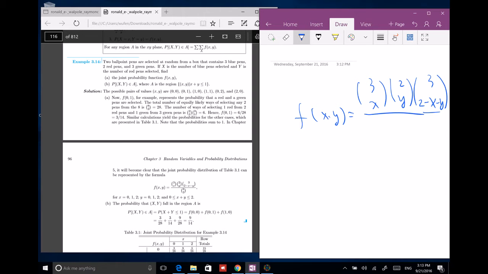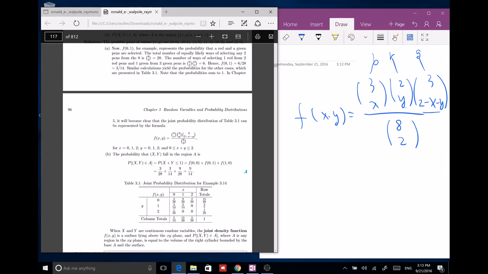You have the joint probability distribution. x is the number of blue pens, y is the number of red pens, and also you have green. If you draw two pens, you only draw 2, right? So x plus y plus the green ones, blue plus red plus green together equals 2. So this is for blue, this is red, then the green is going to be 2 minus x minus y. And the total number of ways is just to choose 2 at random from 8. That's the probability distribution. Then you have a table.